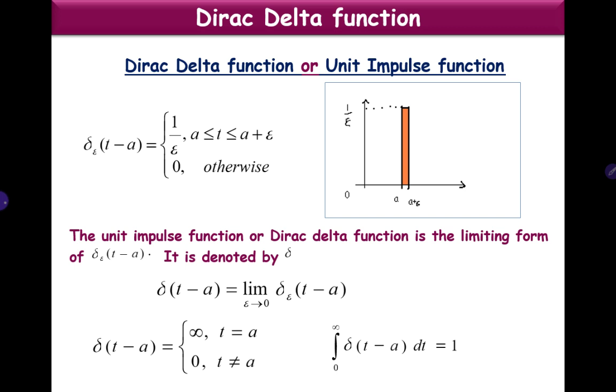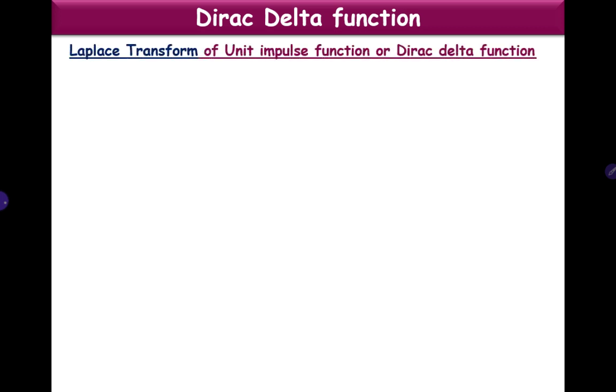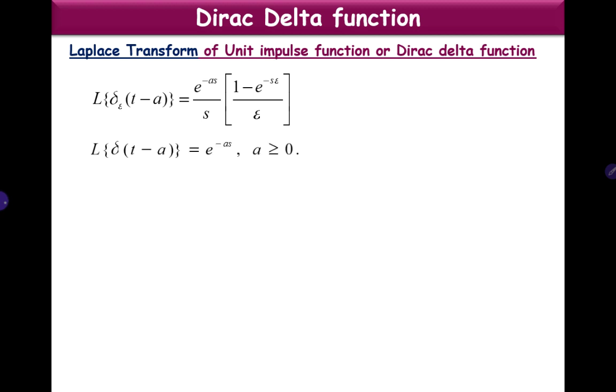This is always 1. Now what is the Laplace transform of this Dirac delta function? For that, first we derived the Laplace transform of delta epsilon of t minus a, and taking the limit on both sides, we obtained the Laplace transform of delta of t minus a as e power minus as for a greater than or equal to 0. So remember, the Laplace transform of delta of t minus a is e power minus as. Now let us find the Laplace transform of some functions which include this Dirac delta function.